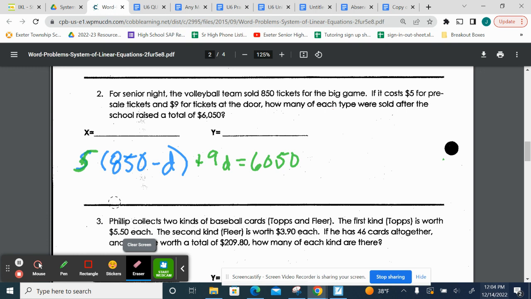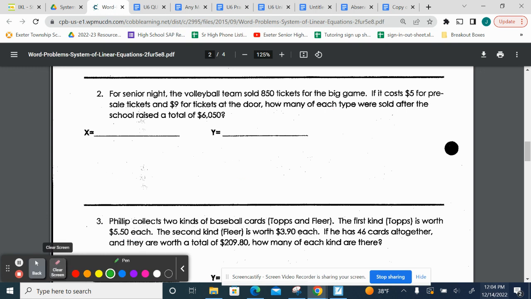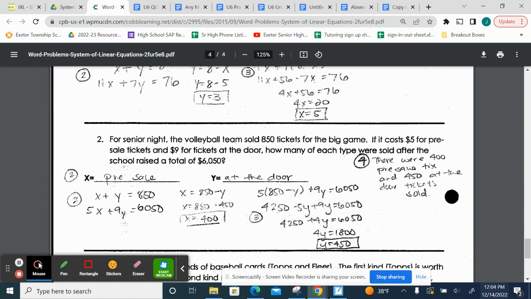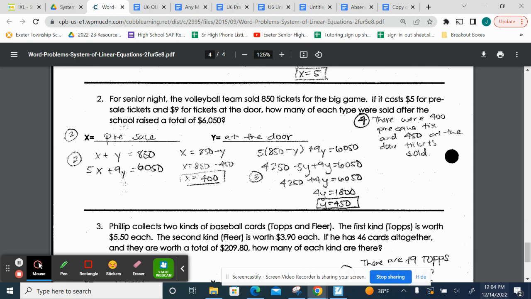So here's what I'm going to do for this one. I'm just going to show you the work. There is an answer key here that will be up on Schoology for you. Here you can see they did what I did. And there's the 850 minus Y. They distributed right here. And they solved. And so 450 was the number of at the door tickets. And then you'd plug back in.